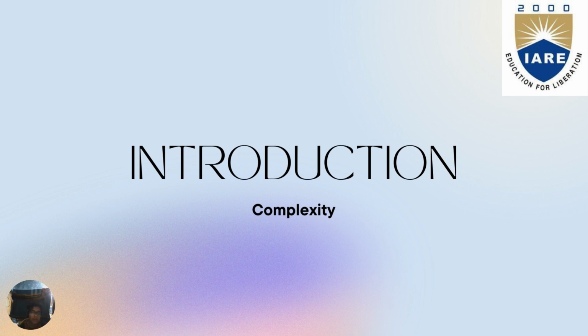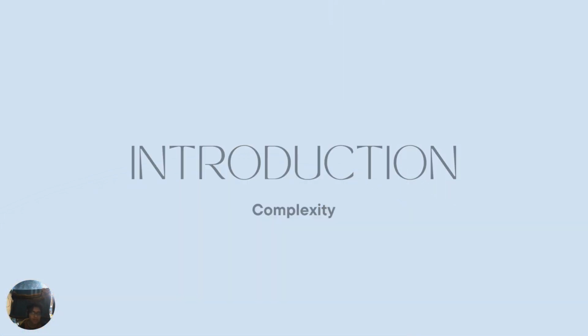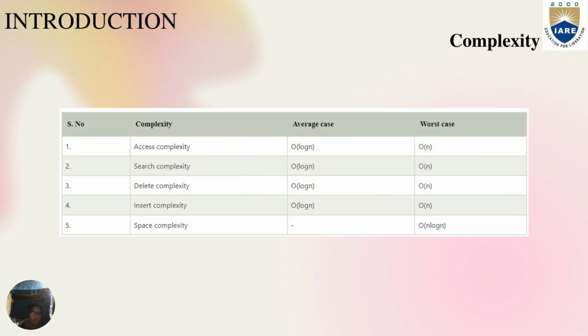So let's have a chart about its complexities. In terms of access complexity, the average case is O of log n and the worst case scenario is O of n. In terms of search complexity, the average case is O of log n and the worst case is O of n. The delete complexity is O of log n in the average case, and the worst case is O of n. Insert complexity, average case is O of log n and the worst case is O of n. Space complexity, average case is O of n, but the worst case is O of n log n.